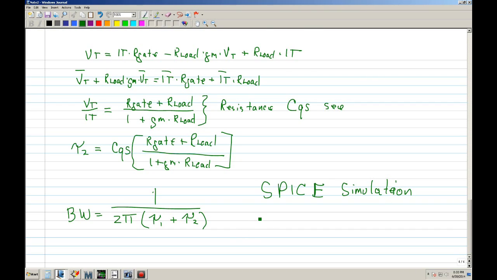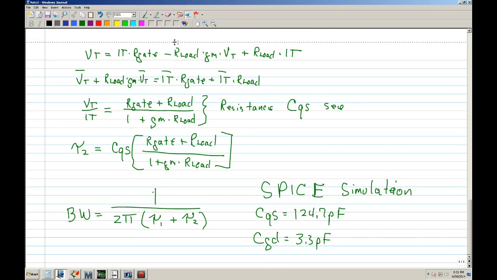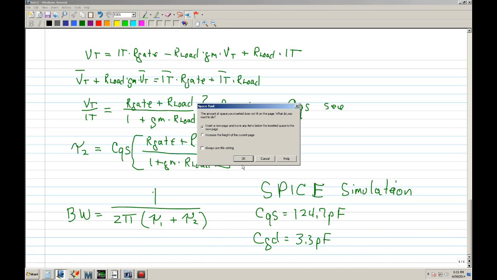Okay, and the parameters that I'll be using as far as CGS is 124.7 picofarads for the gate to source, and for the drain, or actually gate to drain, will be 3.3 picofarads. Okay, and I believe the numbers, excuse me, let me add some more.